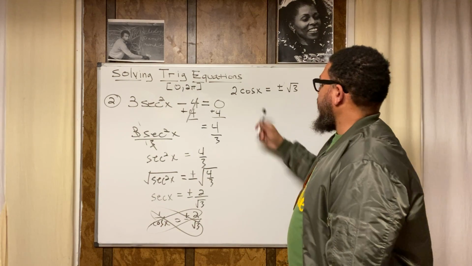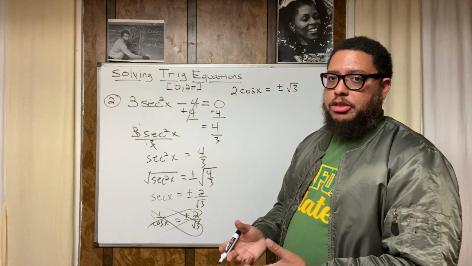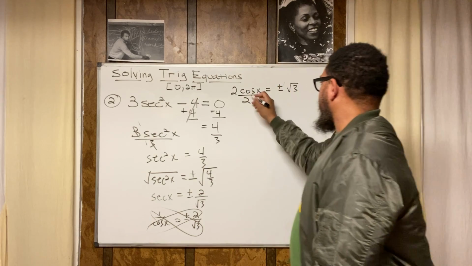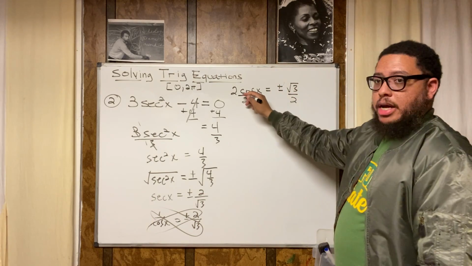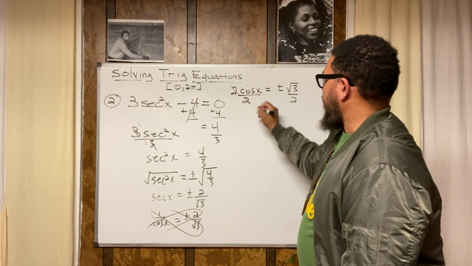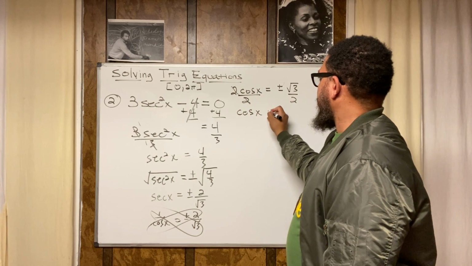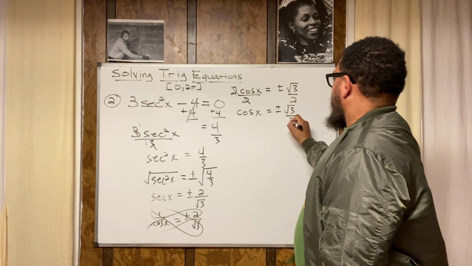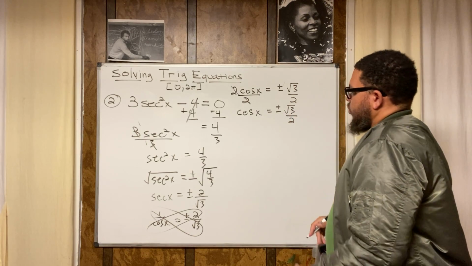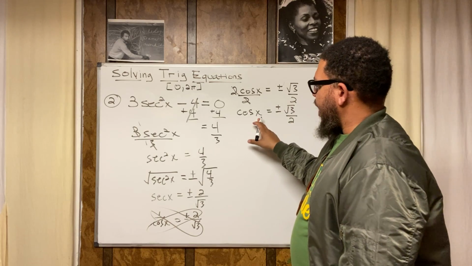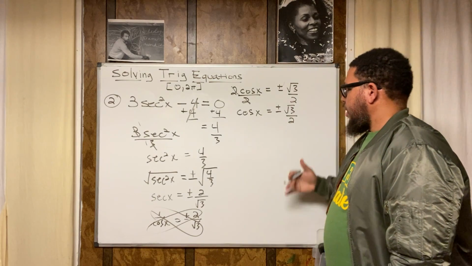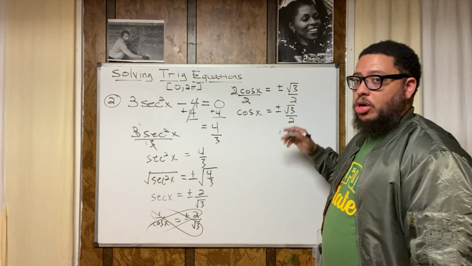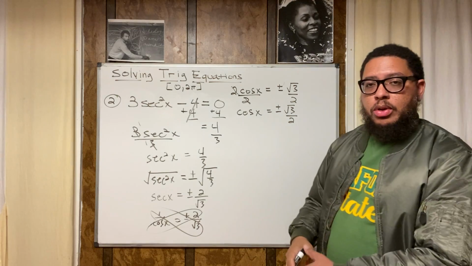And now my goal was to get cosine of x by itself, so I'm gonna get rid of this 2 by dividing by 2 on the left side and dividing by 2 on the right side. So these 2's are going to cancel out. So we got cosine of x is equal to plus or minus root 3 over 2. So now in order to find x, I need to find the angle that has a cosine value of root 3 over 2 or a cosine value of negative root 3 over 2.